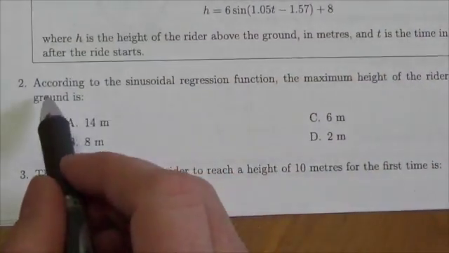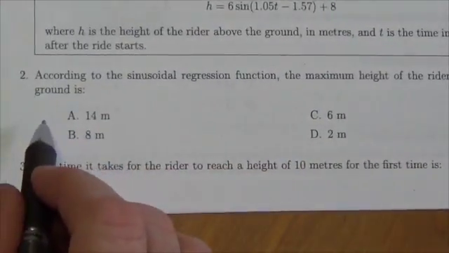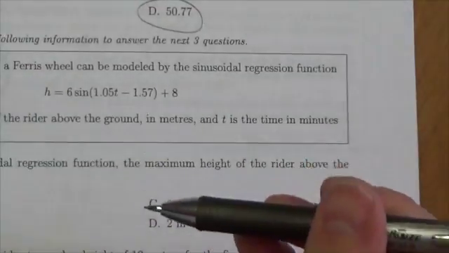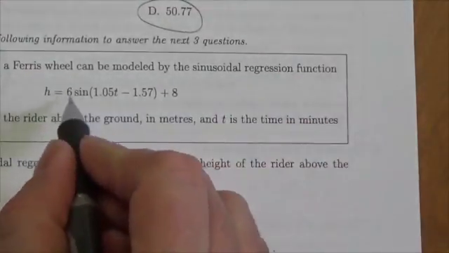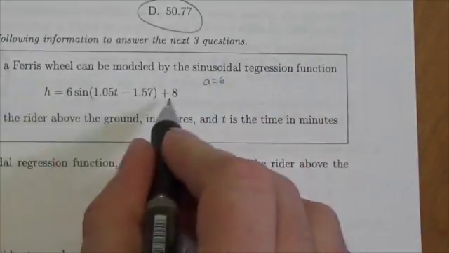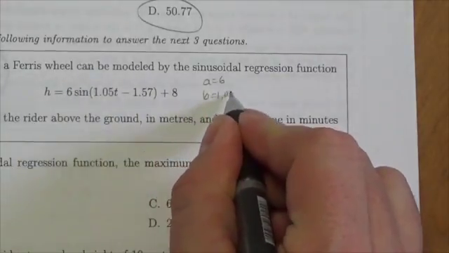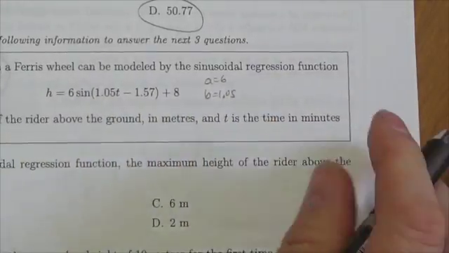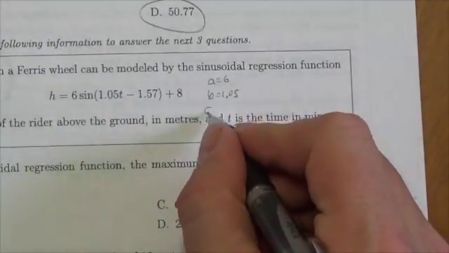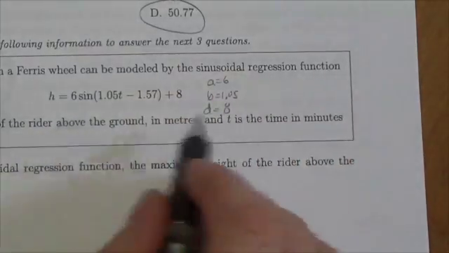This first question says, according to the sinusoidal regression function, the maximum height of the rider above the ground is what? Let's go back here and take a quick look at it. Now, what I need to remind you of is what the pieces represent here. The 6 up front here represents our amplitude. This is our B value here. Our B value is 1.05. Now, that's related to the period of the graph. It isn't the period, it's related to the period. And D, the D is 8 here. That's going to represent the median or the middle of the graph.